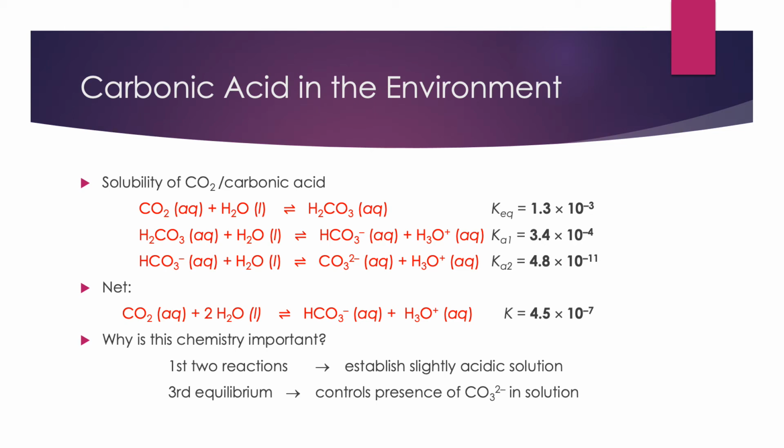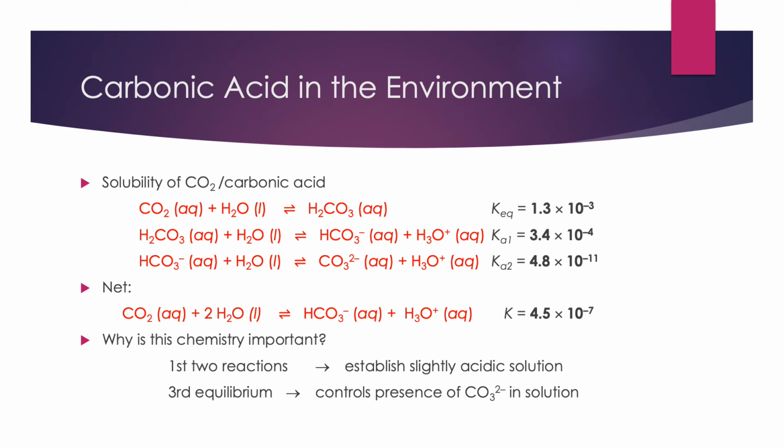So HCO3 minus will again react with water to form carbonate ions in aqueous solution and more hydronium ions. But the Ka2 is much smaller than Ka1. It's 4.8 times 10 to the minus 11. So the net effect of this reaction is that we're taking carbon dioxide that has dissolved in water, it reacts with the water and ultimately produces bicarbonate ion and hydronium ion.